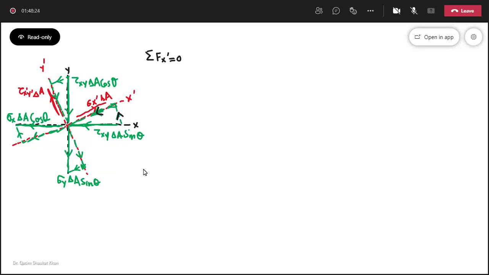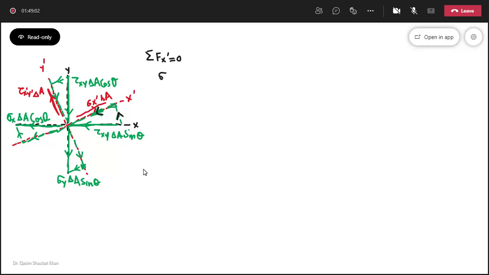The forces acting towards the positive x-axis will be considered positive. Forces acting towards the negative x-axis will be considered negative. And the forces acting downwards are negative, upwards positive. So let's start. The first force is this sigma x dash delta A. This is acting towards the positive x-axis, so it is positive.